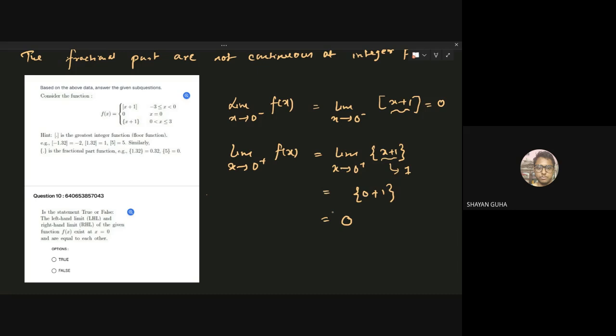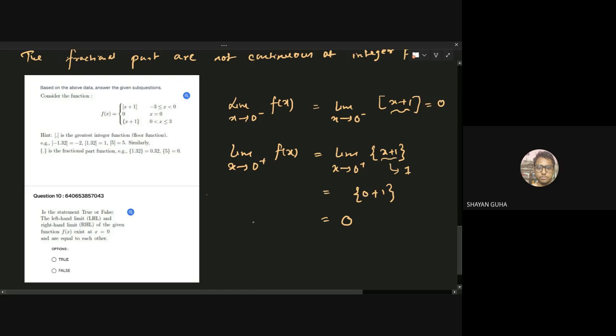This is the rule of calculating limit, right? When we calculate a limit, we just see that if we put the particular value, it's not causing any kind of 0 by 0 form or infinity by infinity or 1 to the power infinity form. I can easily put the value of the limit, and if I put the value as 0 here, I will get the fractional part of 1, which is obviously 0. So I am seeing that both the left hand limit and right hand limit are giving me 0 here.